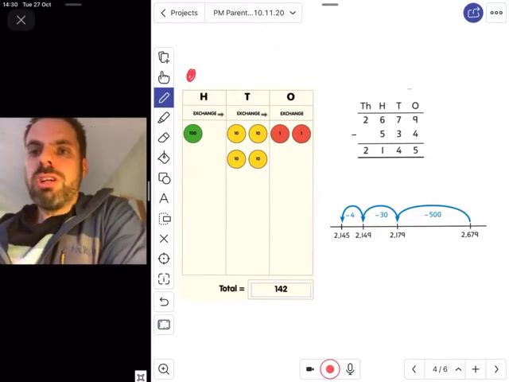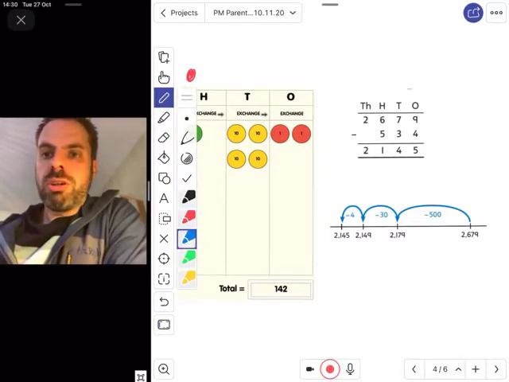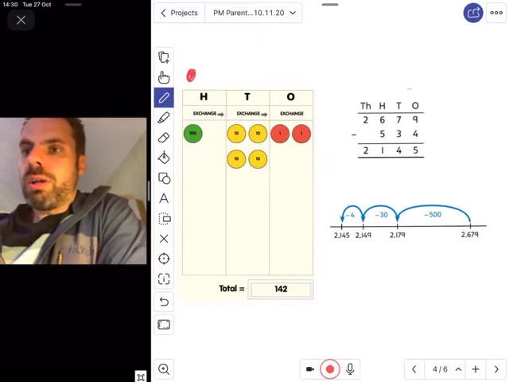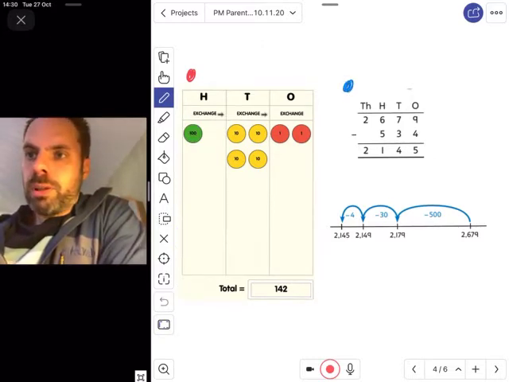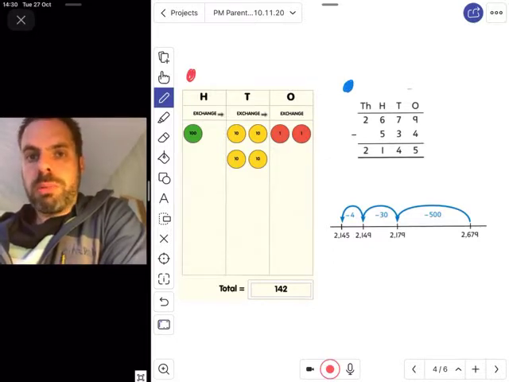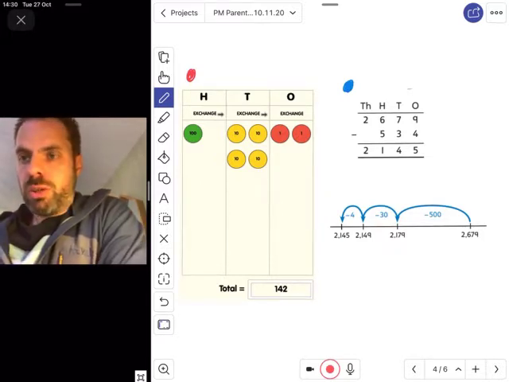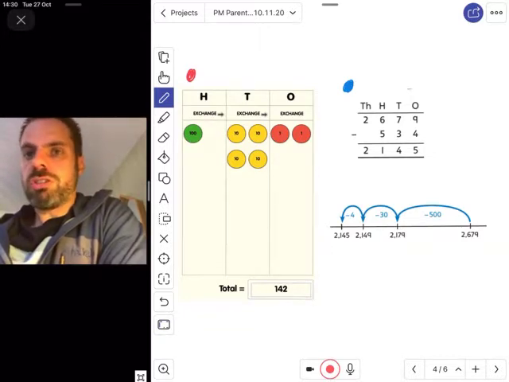They'll also need to know and be really secure with columnar, column addition and subtraction. Now today we've only been looking at ones where there is no exchanging needed. In other words, you don't need to carry over, as we used to call it. We don't need to exchange from the hundreds to the tens and the tens to the ones.